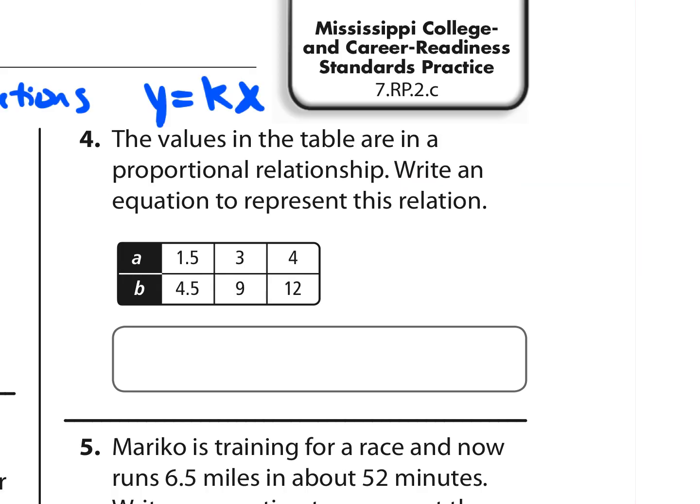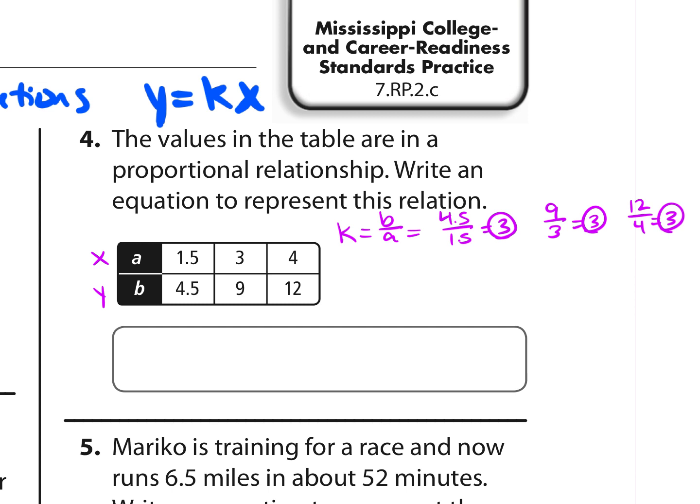Number 4, the values in the table are in a proportional relationship. Write an equation to represent this relation. Let's consider this like x and y. We're going to find k, and in this case, it's b divided by a. So let's take 4.5 divided by 1.5, and we get 3. Or if we were to take 9 divided by 3, we get 3. Or 12 divided by 4, we get 3.